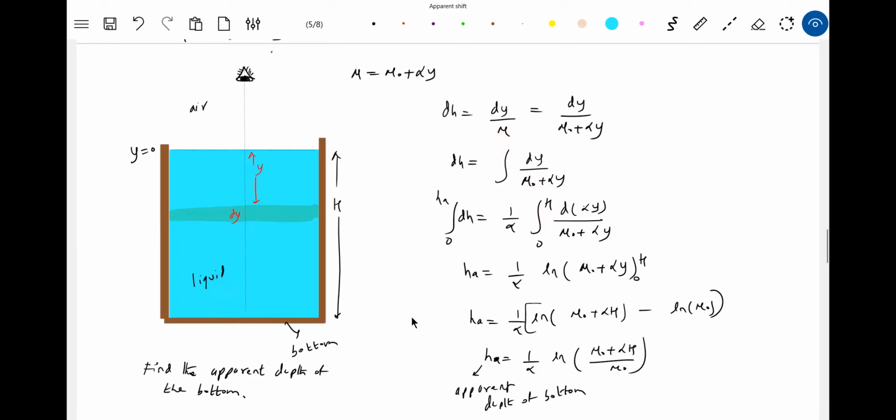Then what is the apparent depth of the total liquid? The bottom is at a depth H here. So where will it appear? The bottom will appear nearer. This is the formula. Even if the mu varies, we can manage. This is the formula we can apply.